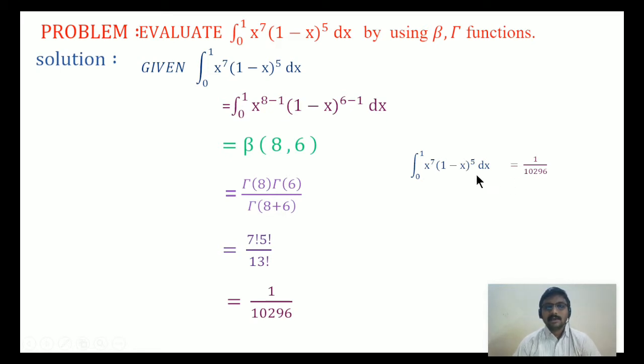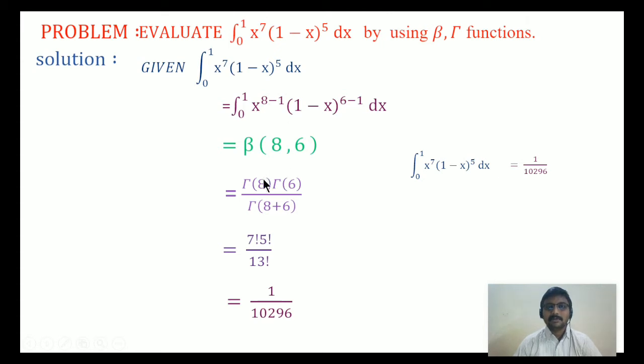So simply we can get the required definite integral value, that is the improper definite integral value. Clearly the given integral is compared with the integral 0 to 1 x power m minus 1 into (1 minus x) whole power n minus 1 dx. By the definition of the beta function, it is beta of m, n, where m is 8 and n is 6.